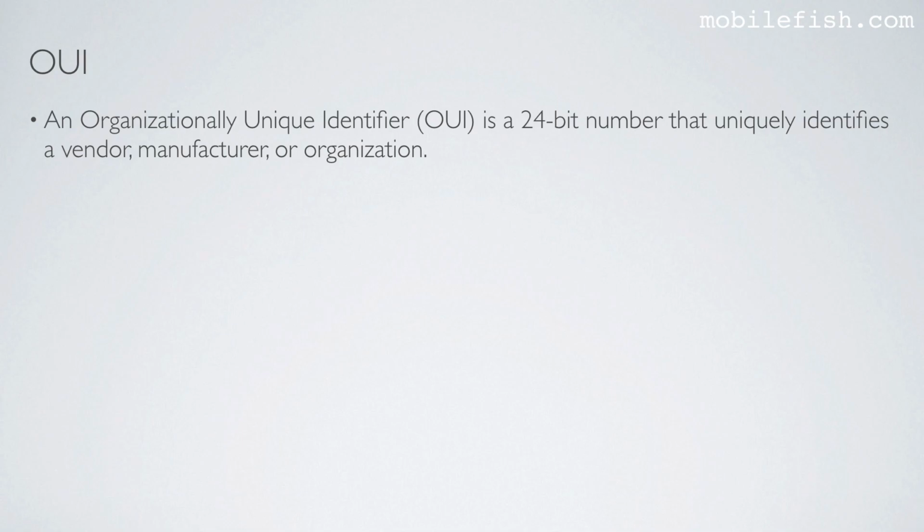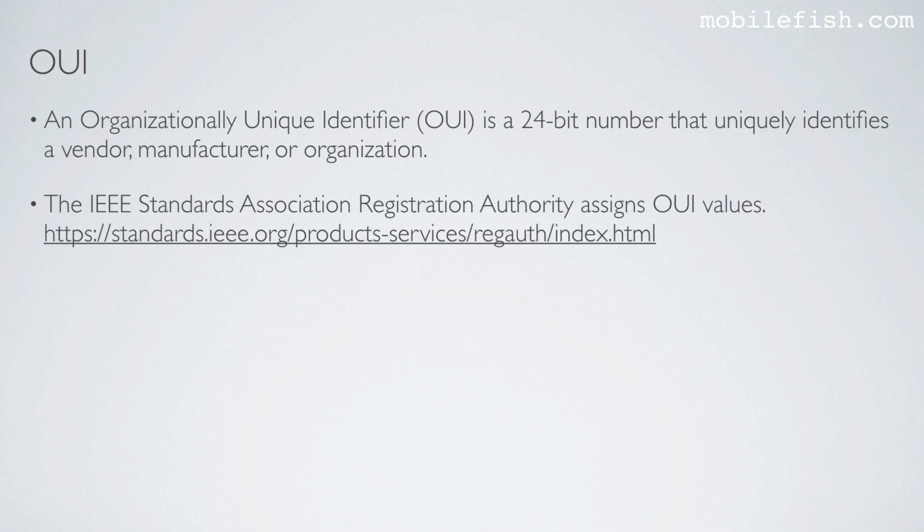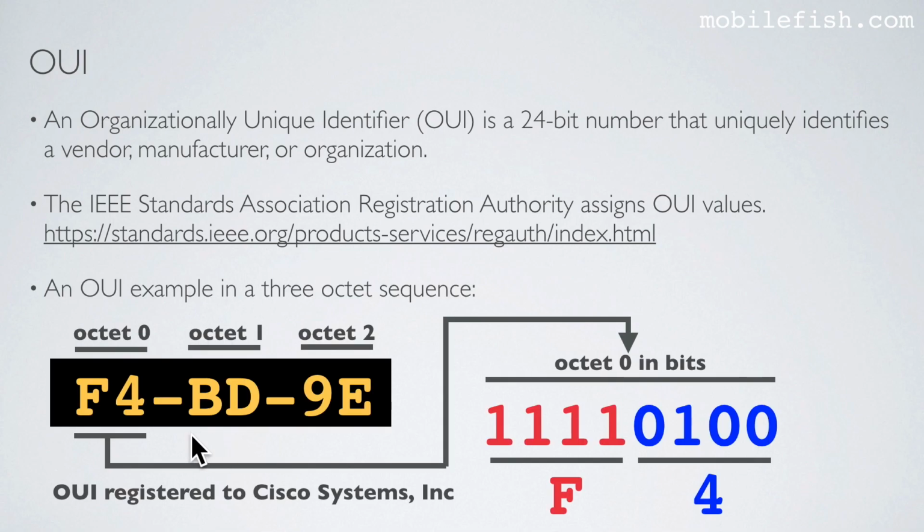An organizationally unique identifier is a 24-bit number that uniquely identifies a vendor, manufacturer, or organization. The IEEE Standards Association Registration Authority assigns OUI values. See this link. Here is an OUI example with a 3-octet sequence. This is octet 0. By the way, octet means byte. This is octet 1, and this is octet 2. This OUI is registered to Cisco Systems.